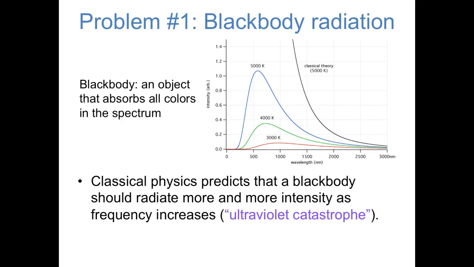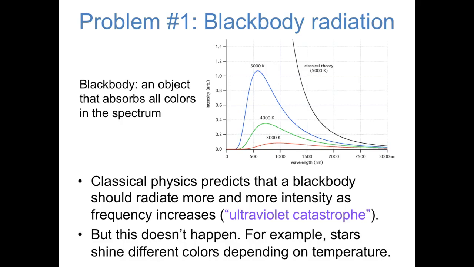So this statement shouldn't be obvious to you. We really aren't going into the physics required to understand why classical physics would predict this. But this statement that a blackbody should radiate an infinite amount of energy at high frequencies should set off alarm bells in your head. This idea that an object could radiate an infinite amount of energy doesn't seem possible. And this classical prediction is actually called the ultraviolet catastrophe.